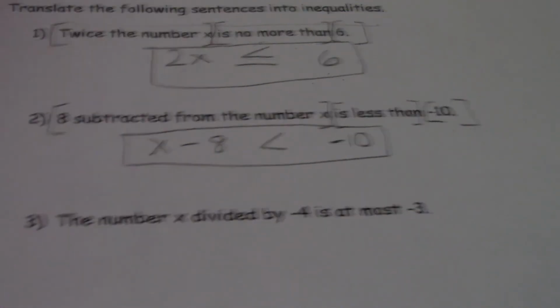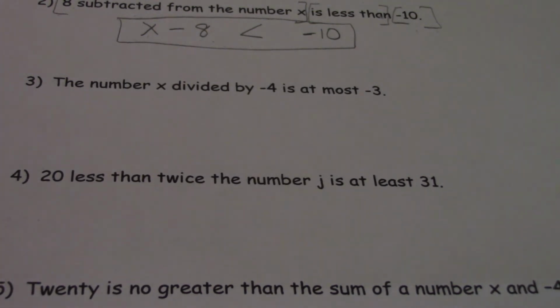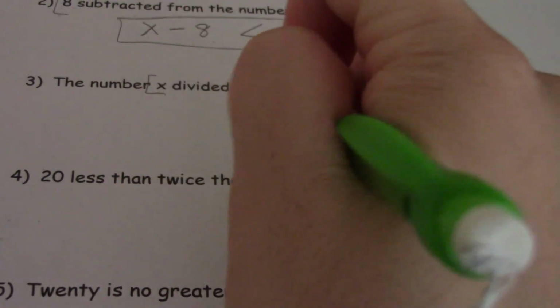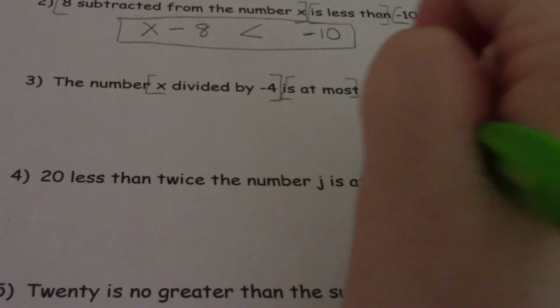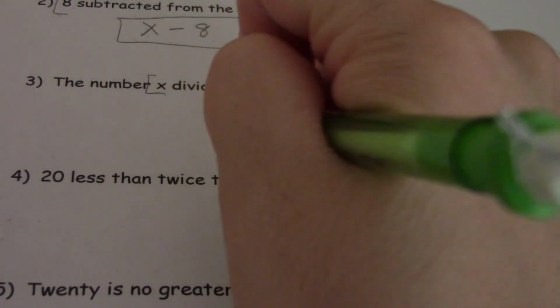Let's go ahead and work a few more. In this third one, we have the number x divided by negative 4 is at most negative 3. So I broke it up into my chunks. The first piece is x divided by negative 4. That's pretty simple. We can just do x. Rather than using the division symbol, I'm going to use the fraction bar. So x divided by -4.